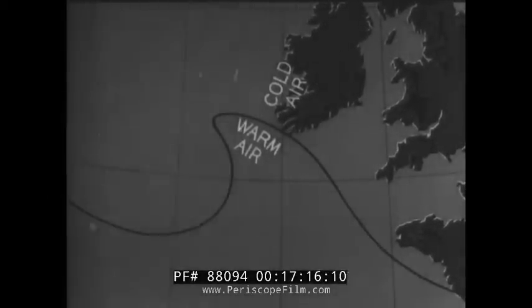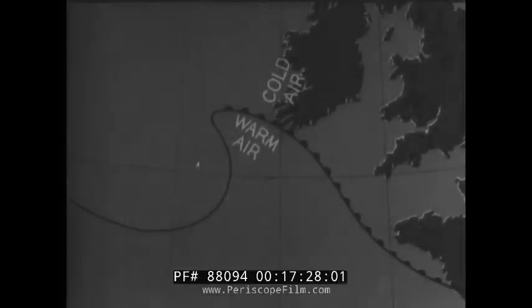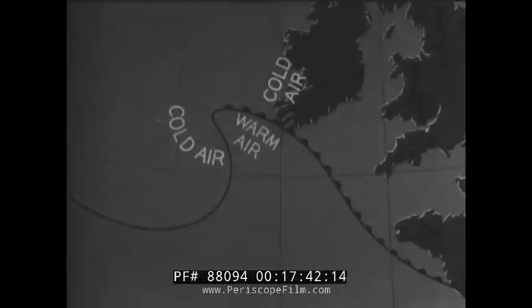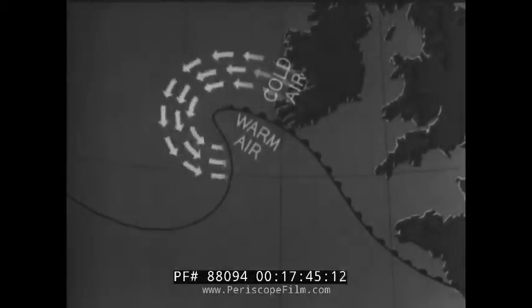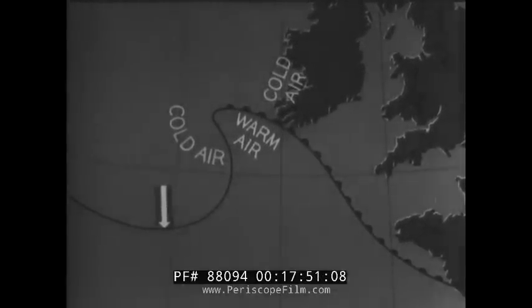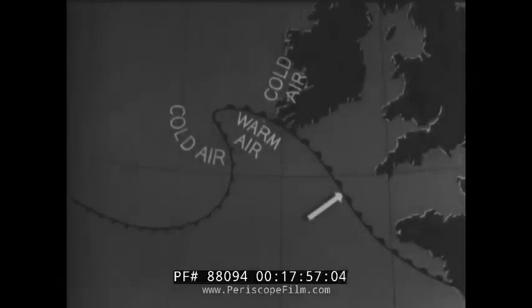The section of the front in advance of the depression where warm air is overtaking cold air is called the warm front, the international symbol for which is shown. The section of the front where cold air is overtaking warm air is called the cold front. The international symbol for the cold front distinguishes it from the warm front.